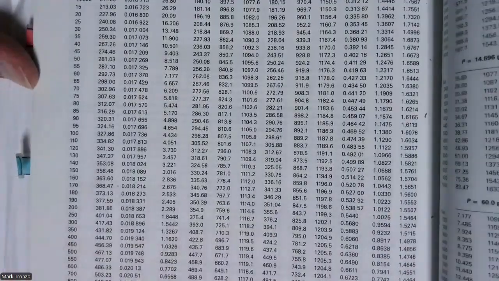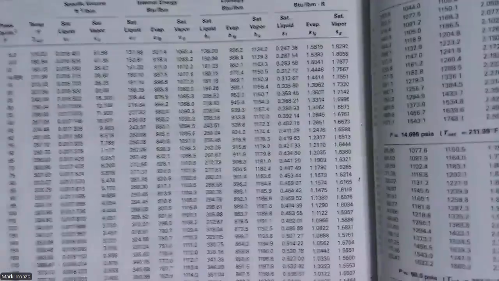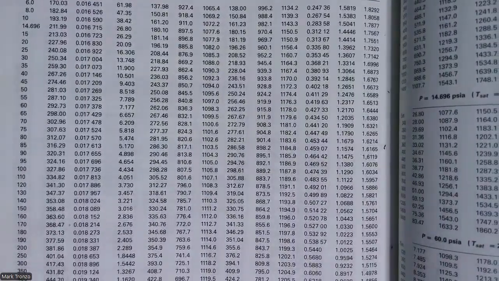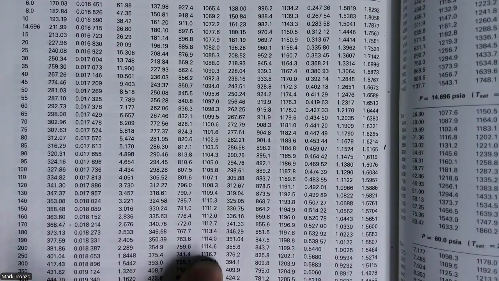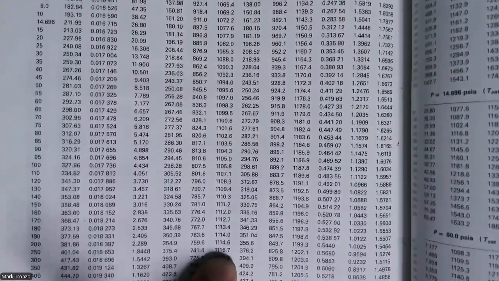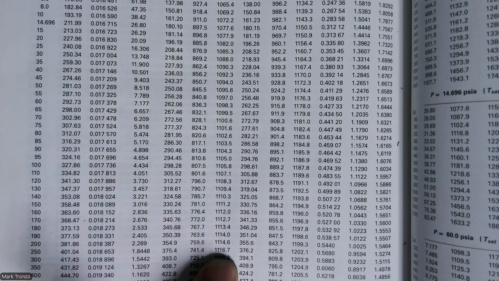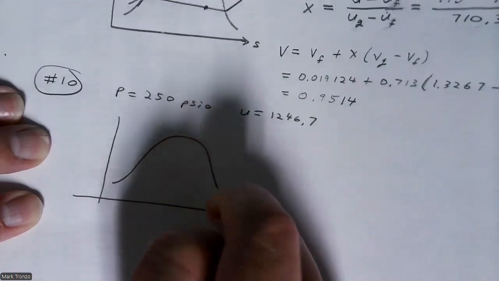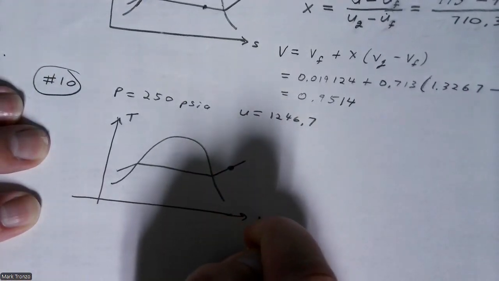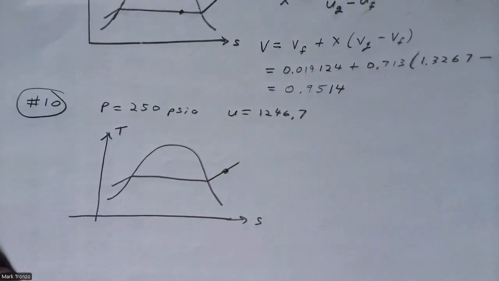Now, if we look across our line here, let me see if I can pull this back a little bit so it's easy to see the whole table. That's a little bit hard to see, but you can maybe see 250 PSI is down here, and if we go across, this is U of G. 1116.7 is the U of G at that pressure. And notice that that is less than our internal energy. Our internal energy is 1246.7. So that means that we're out here somewhere. Like this. So that means we're in the superheated range.